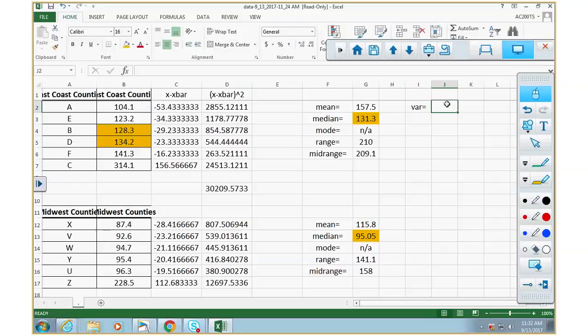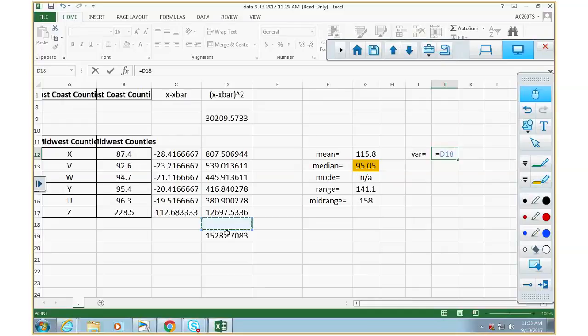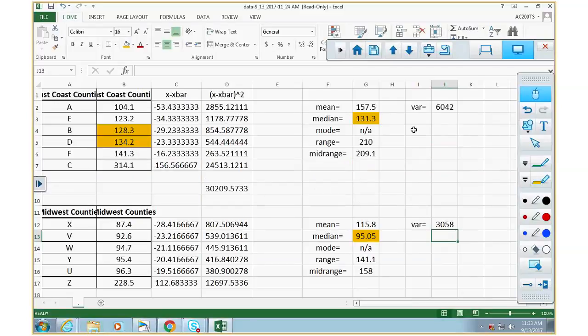Okay, so equals this number divided by, and what is 6 minus 1? 5. And the variance here is equal to this number divided by 5. And what is the standard deviation's relationship to the variance?